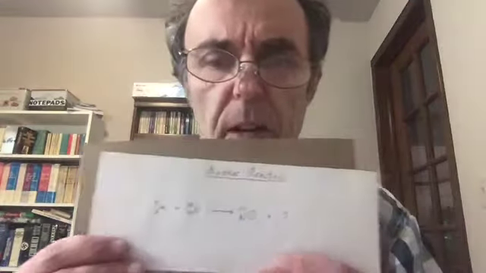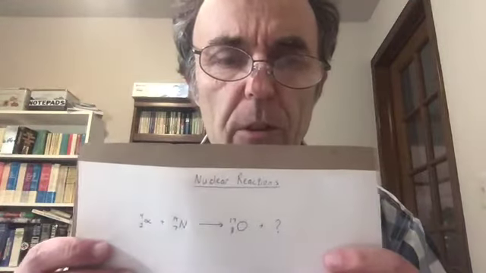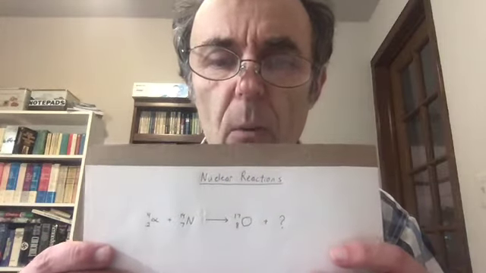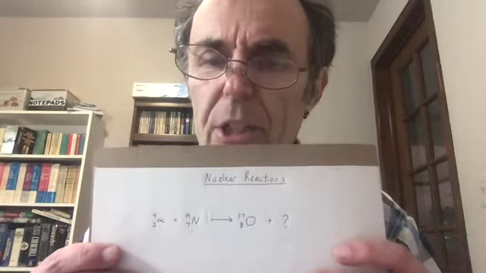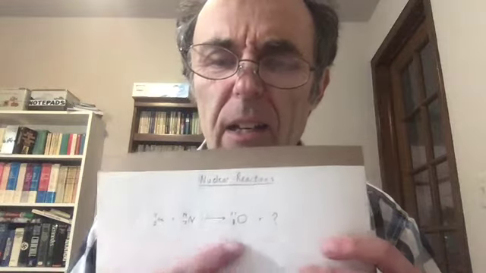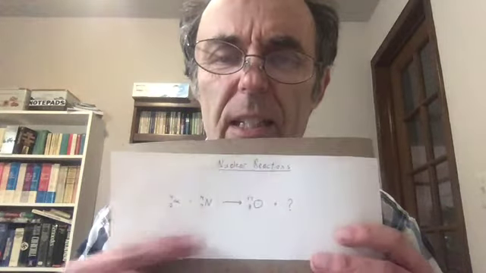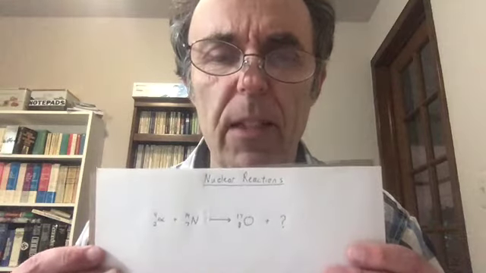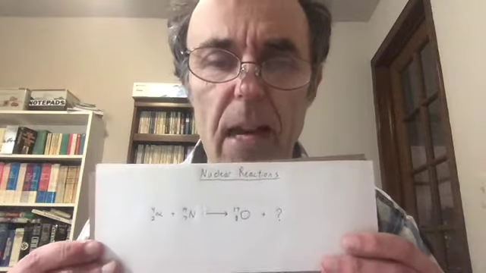Here's our first nuclear reaction we're going to look at. We take an alpha particle and we bombard nitrogen-14 with the alpha. And what do we get out? Well, we get oxygen-17 plus something else. What is the something else? What I want you to do is stop the video, figure out what that something else is, and then come back.